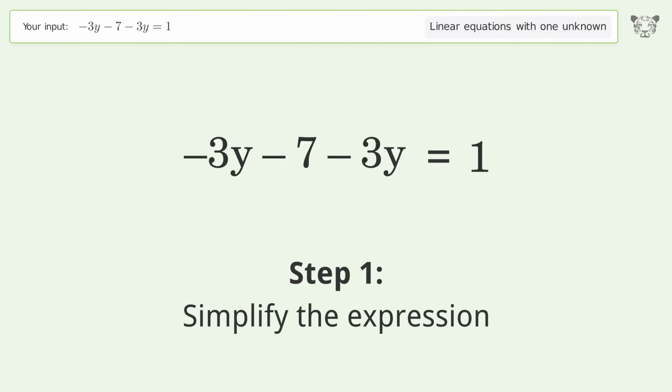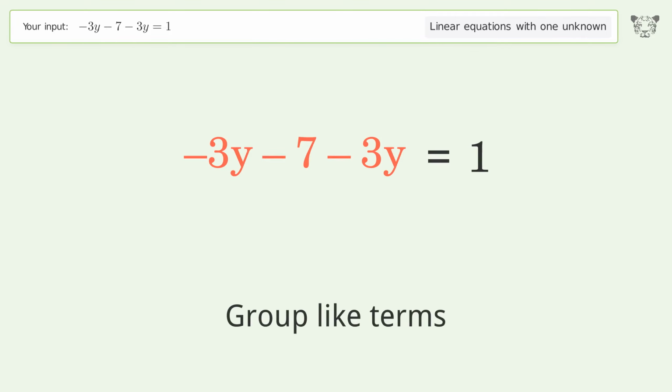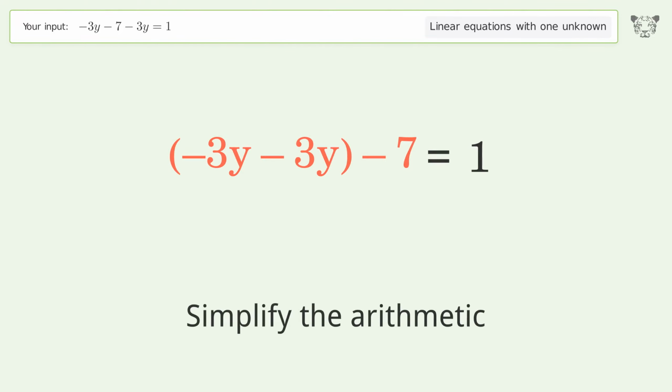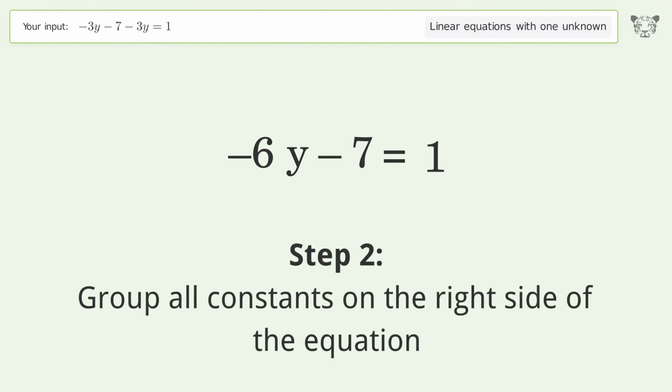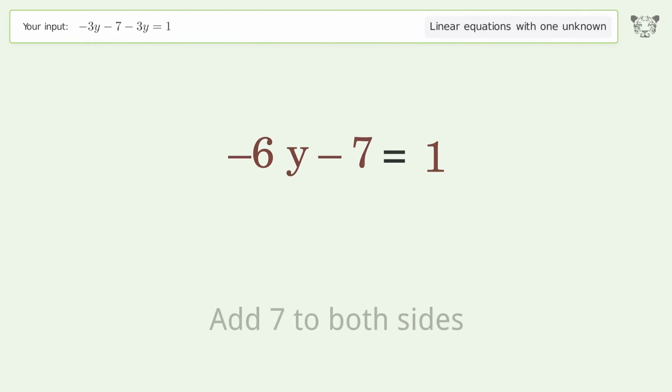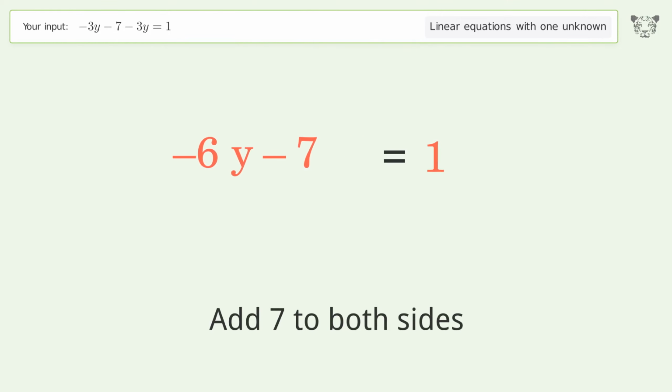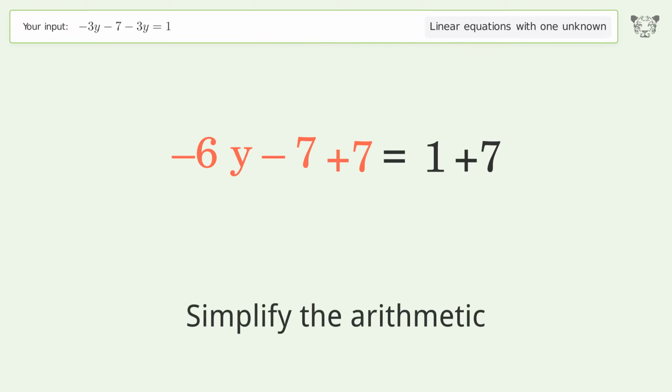Simplify the expression. Group like terms. Simplify the arithmetic. Group all constants on the right side of the equation. Add 7 to both sides. Simplify the arithmetic.